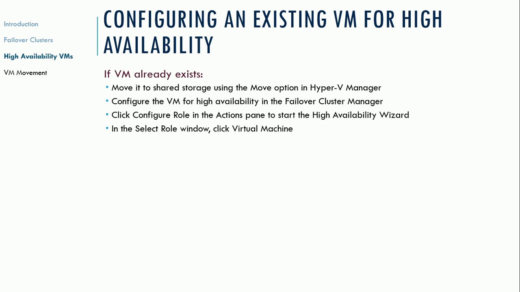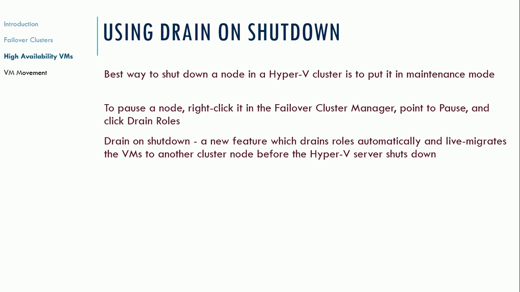And then in the select role window, you're going to click virtual machine, and then select one or more of the VMs and continue the wizard. So the way that drain on shutdown works is if you have to shut down Hyper-V, instead of shutting down all of your virtual machines.